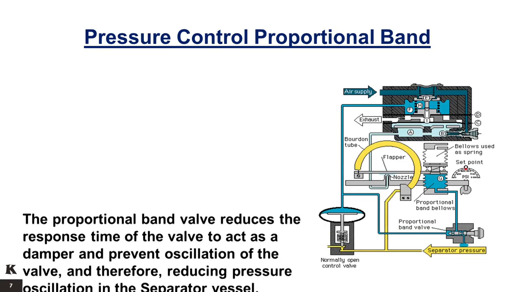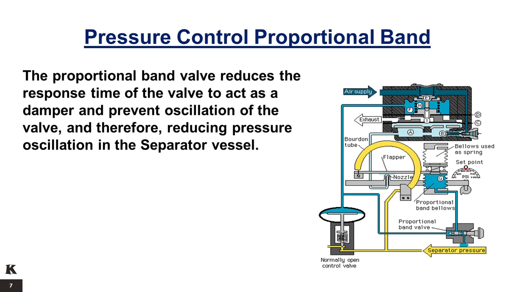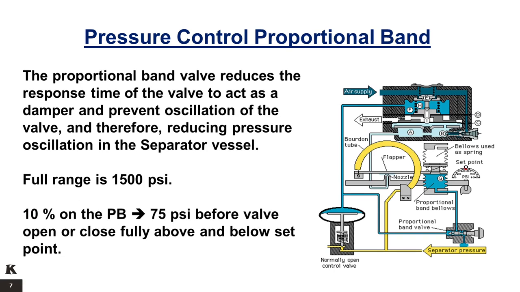Pressure control proportional band. The proportional band valve reduces the response time of the valve to act as a damper and prevent oscillation of the valve, and therefore, reducing pressure oscillation in the separator vessel. The full range is 1500 psi. 10% on the proportional band, it means 75 psi before valve open or close fully above and below set point.